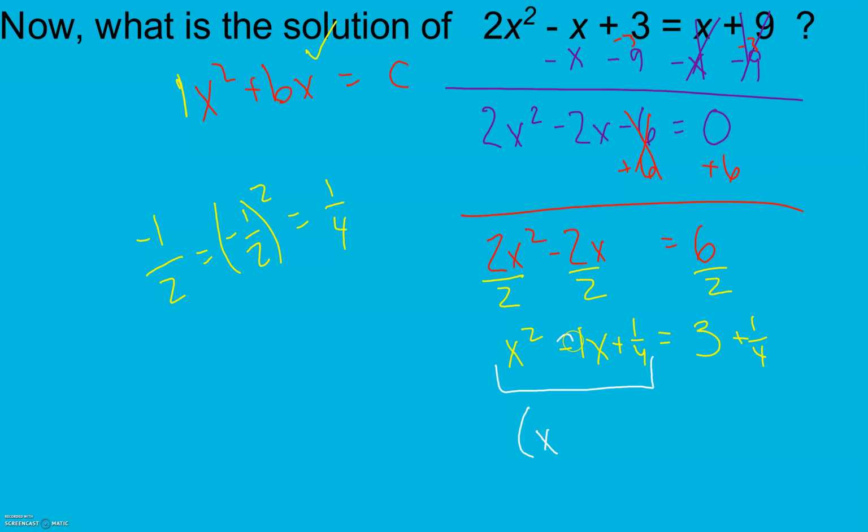x, take my sign, and half of my b term every time, or half times half is what gets me to a fourth. Again, it's like I just put an x in with my parentheses there. Here, common denominator is 4, so I get 12 over 4 plus 1 over 4 gives me 13 over 4.